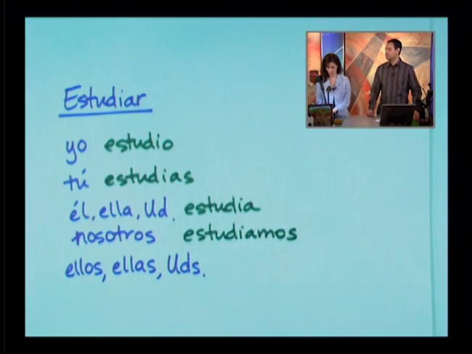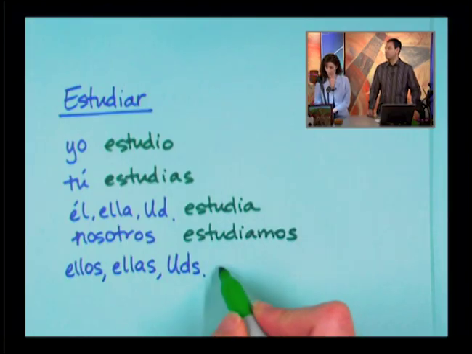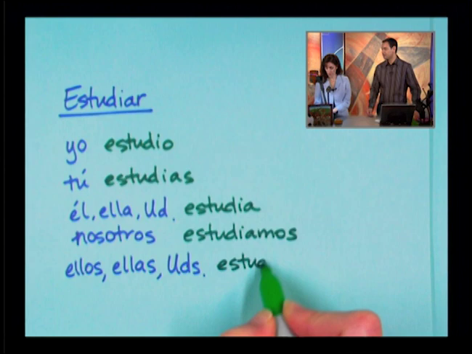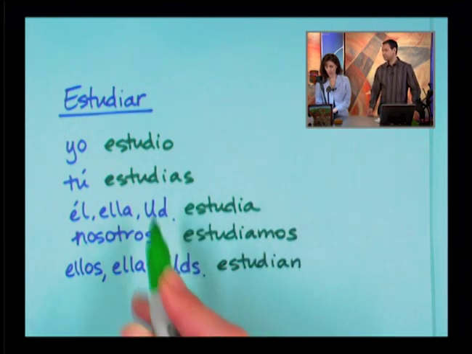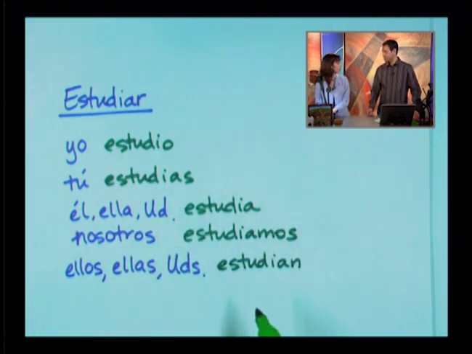Nosotros estudiamos. Muy bien. Finalmente, la forma ellos, ellas o ustedes: estudian. So here we've conjugated the verb in these 5 forms, and these are the 5 forms we need to know for every AR verb.